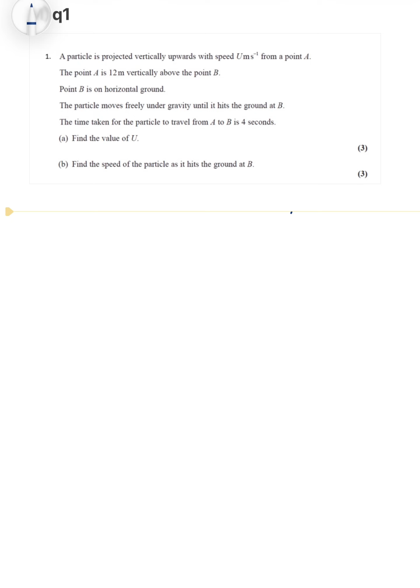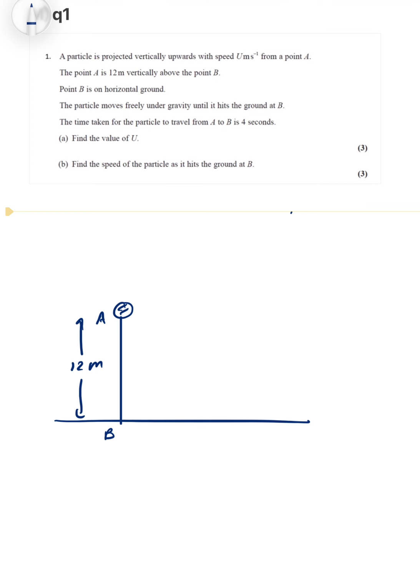Since A is 12 meters vertically above B, we must mark the horizontal ground first, and that's B, and then you mark the 12 meters length. Let's call this 12 meters height, and this is where point A is, and this is point B, and A is projected upwards with a speed of u. So what happens is the particle goes on a projectile motion vertically and then goes to a maximum and comes back and eventually hits the ground.